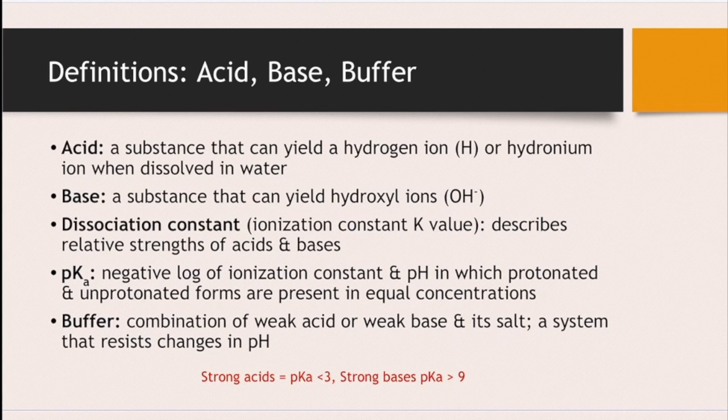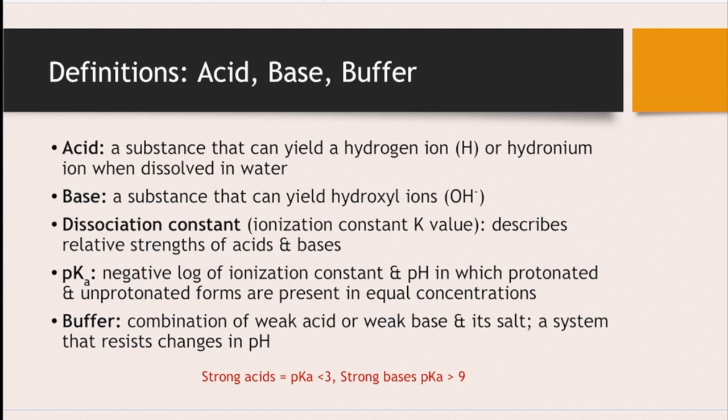So it is the negative log of the ionization constant and pH in which protonated and unprotonated forms are present in equal concentrations. And I've got a little note down here that strong acids have a pKa of less than 3, and strong bases have a pKa of greater than 9. So you'll see that I have little notes in red here. These are just little nuggets of information that you might want to write down. They might be helpful in your understanding. And they also help you follow along with the lecture so that you're actively writing things down rather than just blindly listening to me, if you're listening.